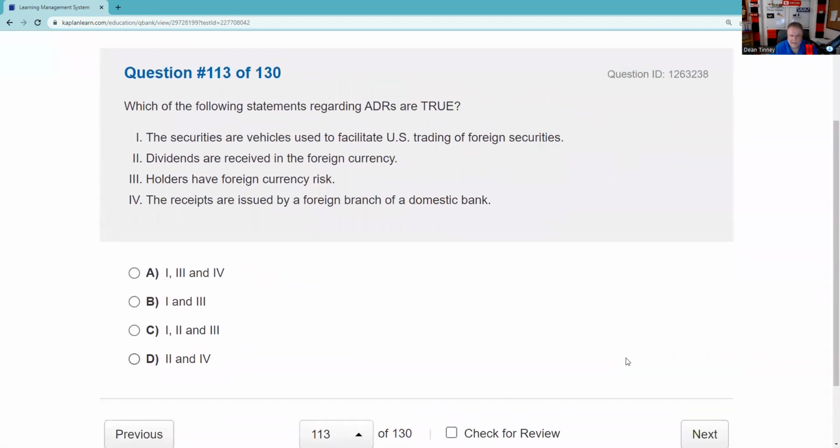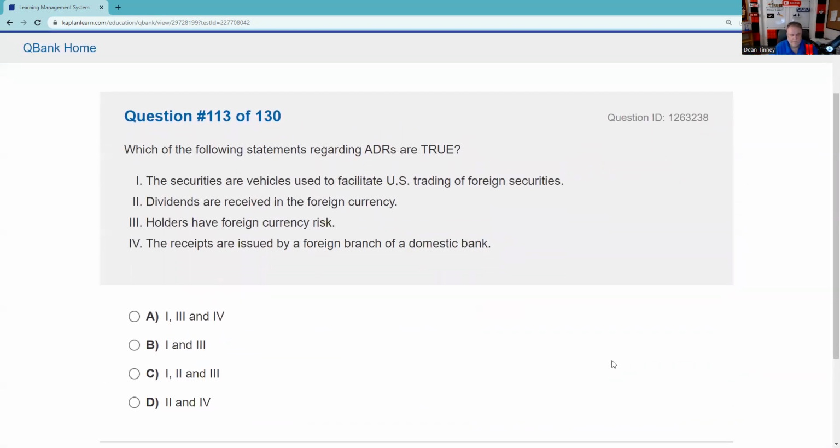I told you ADRs are very testable. Sorry about that. We got a new dog here at my place and he's going a little nuts on something. So I'm going to pause and see what's going on. Okay, so I got Sawyer back in his kennel. So let's see if that solves our dog problem.